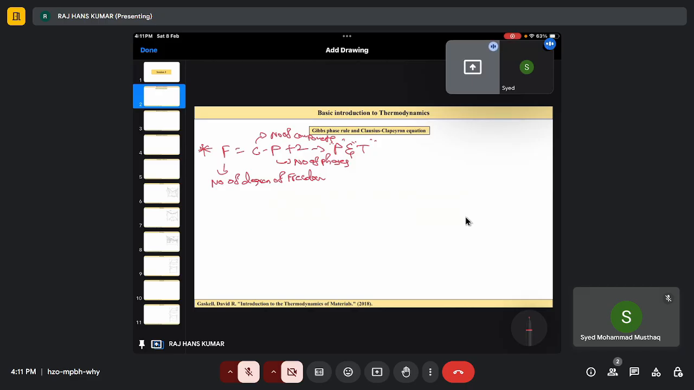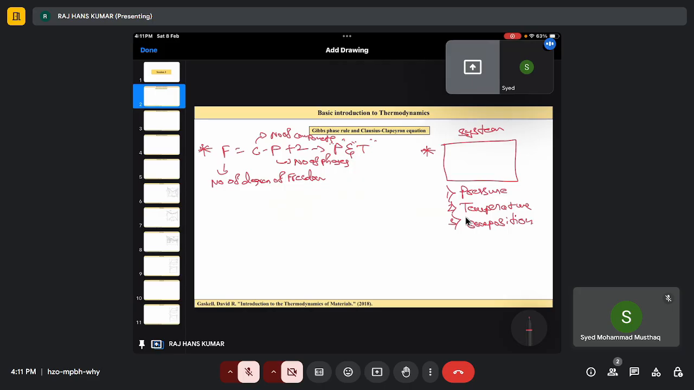So to derive this Gibbs phase rule, we now need to know, if we define a system, right? We need to understand what the different parameters are that affect it. The first one is pressure. The second one is temperature. The third one is the composition.